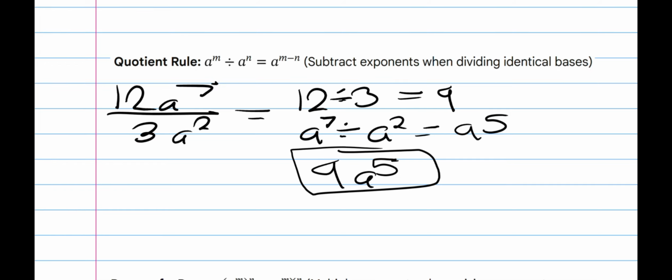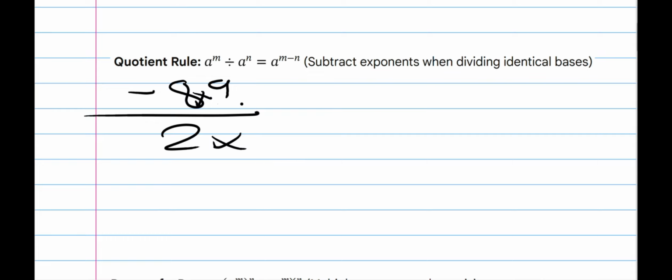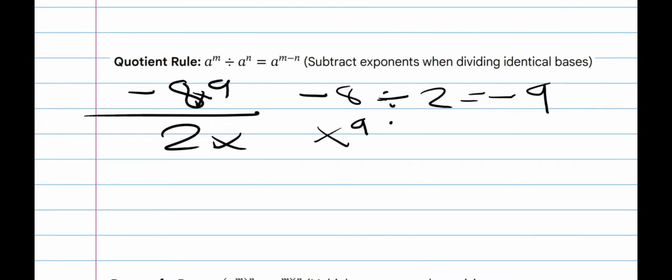The last example would be something with negatives. Negative 8x to the power of 4 divided by 2x. As you can see here, negative 8 can be divided by 2. So the outcome would be negative 4. And x to the power of 4 can be divided by x. So we would get x cubed. So the final outcome would be negative 4x cubed. And let's move on to the power of a power.